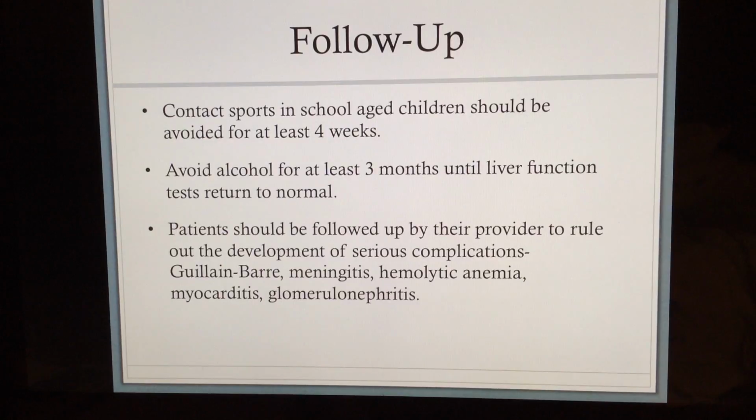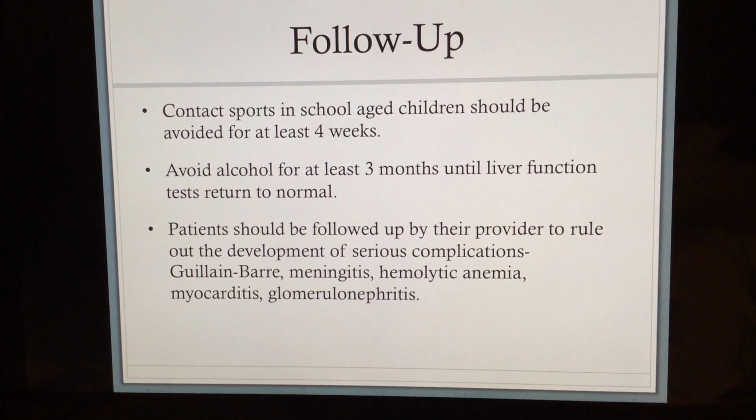Patients should be followed up by their provider to rule out the development of serious complications. There are a lot of things that can happen from the Epstein-Barr virus and infectious mononucleosis. It can affect all the body systems. Guillain-Barré is a neurological disorder, and there is meningitis. It can cause hemolytic anemias, myocarditis, and affect the kidneys, glomerulonephritis. So they need to follow up and make sure they're getting better and not worse.